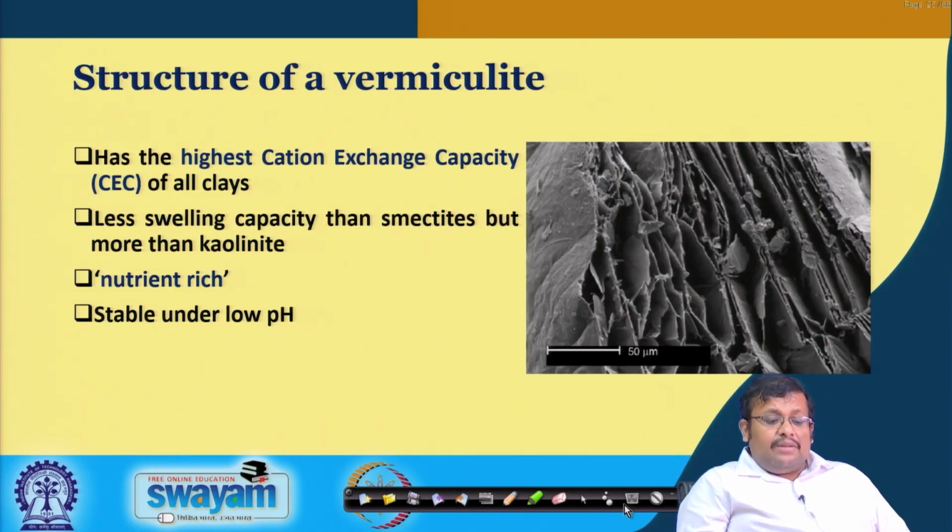Vermiculite has the highest cation exchange capacity of all clays. It has less swelling capacity than smectite, but more than that of kaolinite. It is nutrient rich because of high cation exchange capacity, and it is stable under low pH conditions.